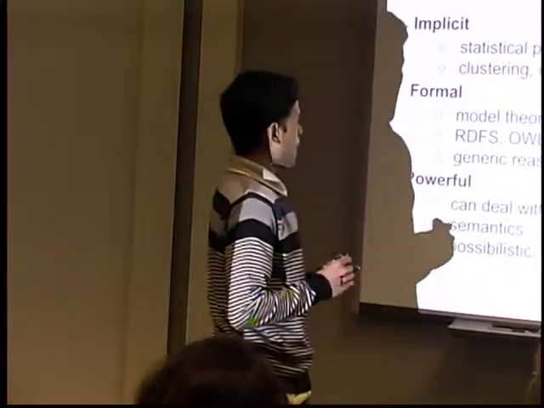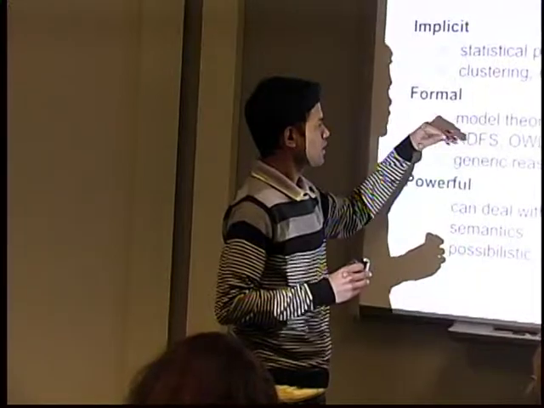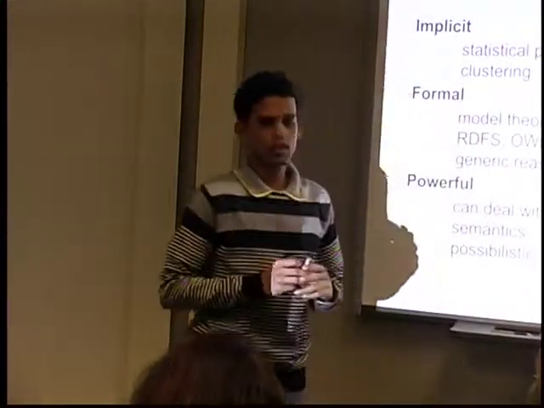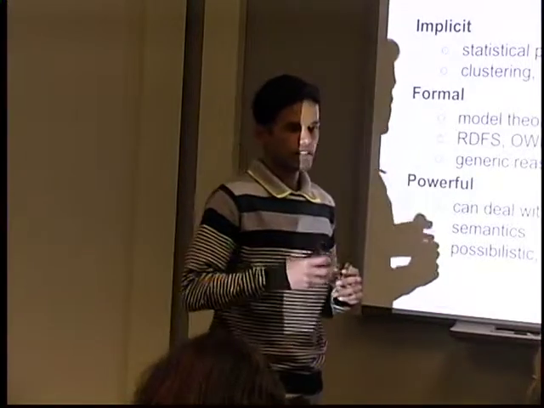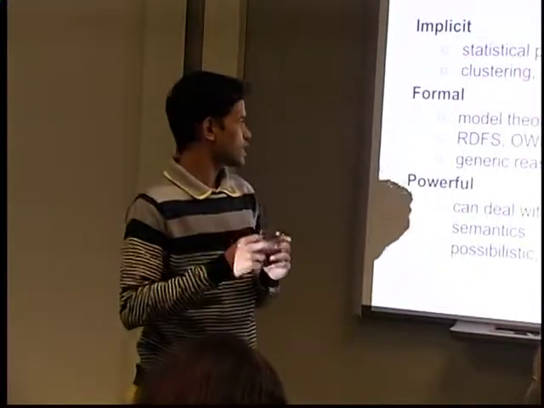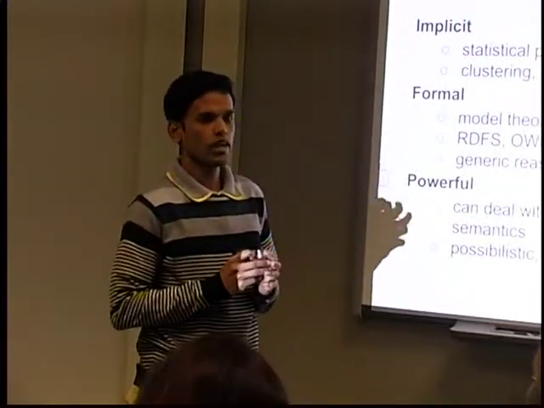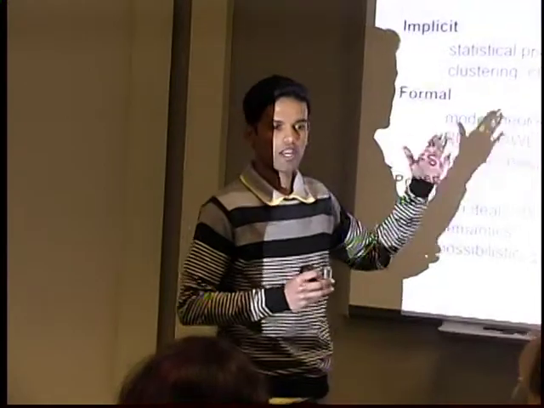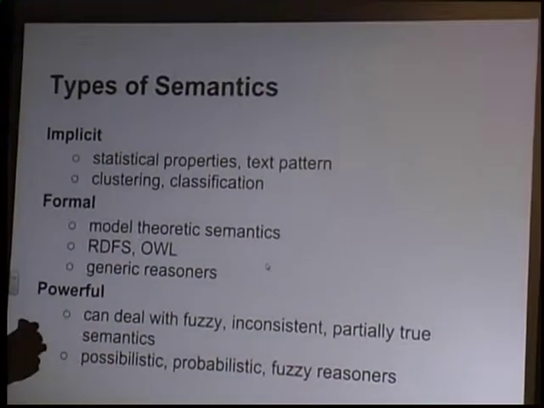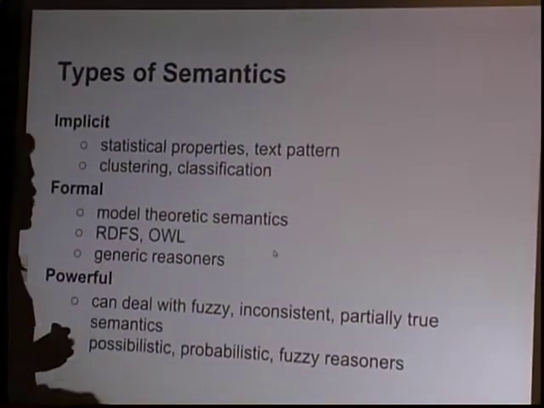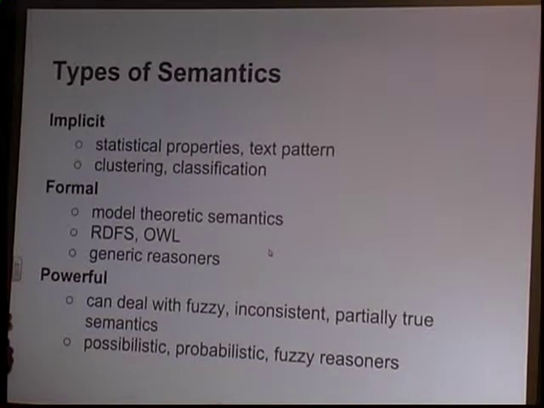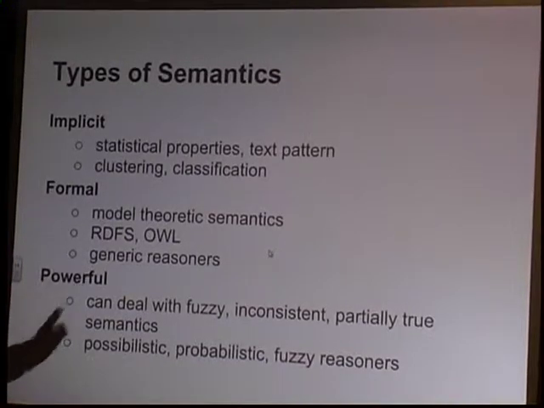Formal semantics, like I said, have properly defined semantics, what you call model theoretic semantics. And since RDF subclass is the same thing anywhere in the world, you can write generic reasoners, so that people can generate more knowledge using such representations. These are the two dominating languages, RDFS and OWL. They have good constructs to develop such algorithms.